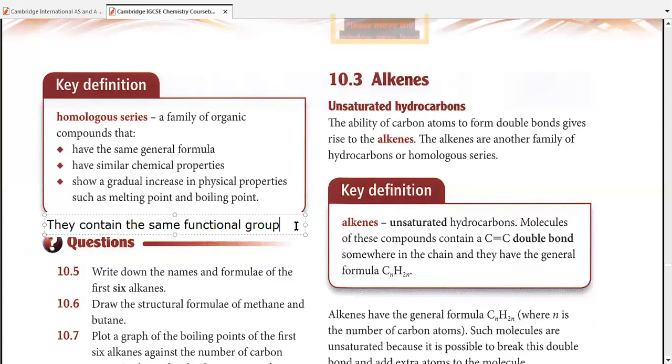Homologous series, its definition, these four simple points, have been a part of past papers way too many times. So this is considered very important. What is this? Homo means same, logos means study. It means the study of same components. Series defines a family of organic compounds, all the compounds which can be studied in the same way.